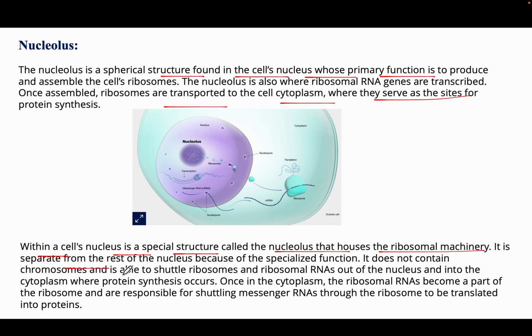It is separate from the rest of the nucleus because of its specialized function. So it is separated from the nucleus not because it is membrane bounded, but because it has a specialized function.